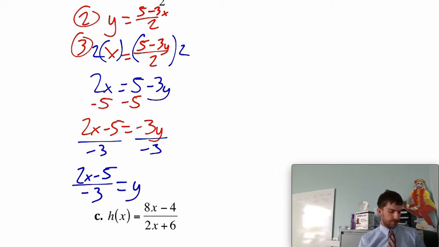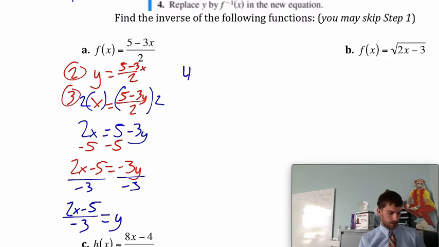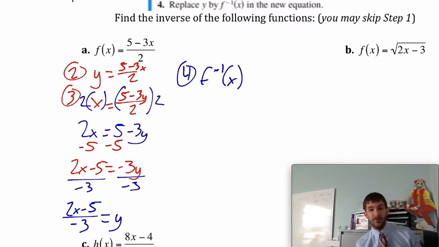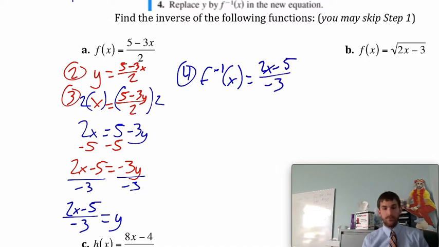So step 4 says write it in proper notation. So we write this thing, it looks like it's f to the negative first, but we read that it's f inverse of x. So f inverse of x equals 2x minus 5 over negative 3. That is a perfectly acceptable answer.